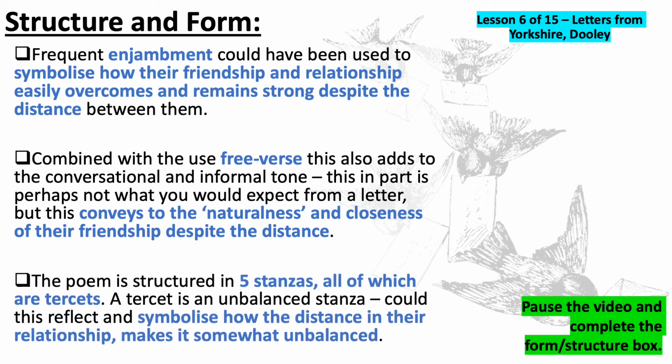Now, the poem is structured in five stanzas, all of which we know are tercets. Now, a tercet is an unbalanced stanza, and I thought about why is it in tercets. One interpretation that I hadn't thought of before was that it could symbolise how the distance in their relationship makes their friendship somewhat unbalanced, but it doesn't break the consistency of their love and stability in their friendship, as the tercets are maintained all the way through.